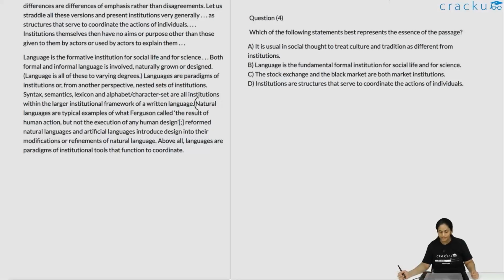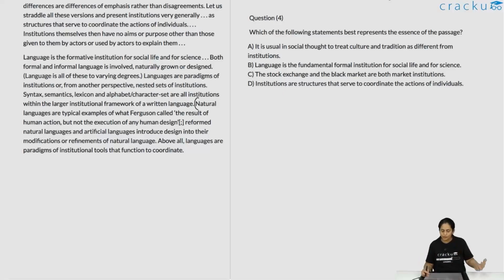Which of the following statements best represents the essence of the passage? So essentially throughout the passage he is trying to define what are institutions. Says essentially, okay, this is an institution, this is an institution. He tries to adopt a broad perspective or definition of what is an institution, so that he can then talk about what are institutions, the characteristics of them, etc. So let us take a look at the options.